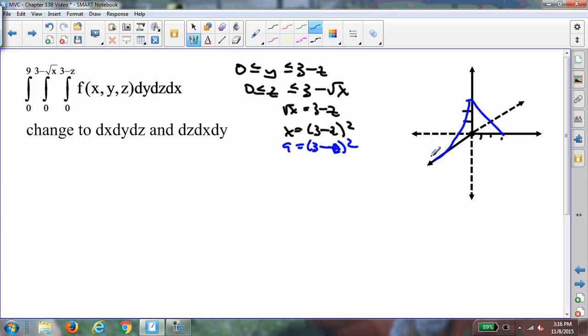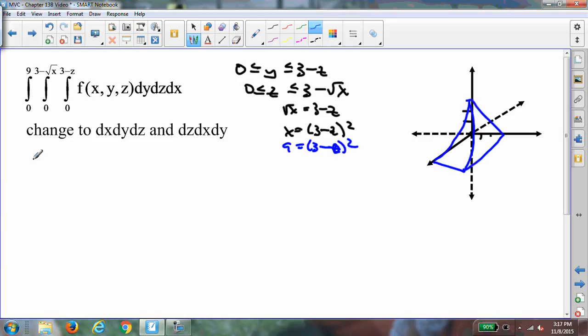So basically, I'm looking at this shape here. So y equals 3 minus z, x equals 0. And then if I put in the rest of it, it's going to look something like this. So there's my y equals 3 minus z. There's my x equals (3 minus z) squared curve, as we saw.